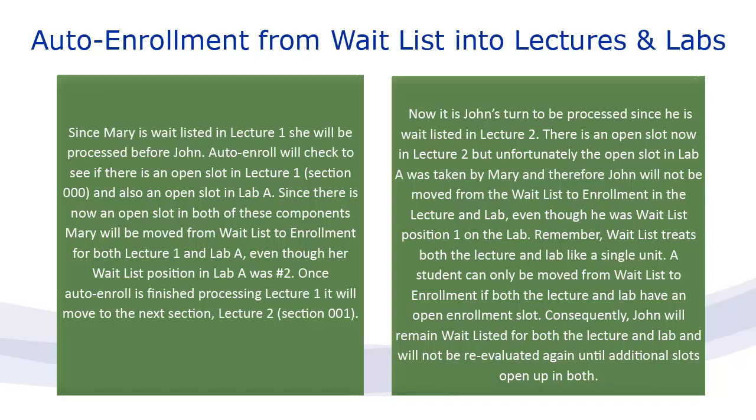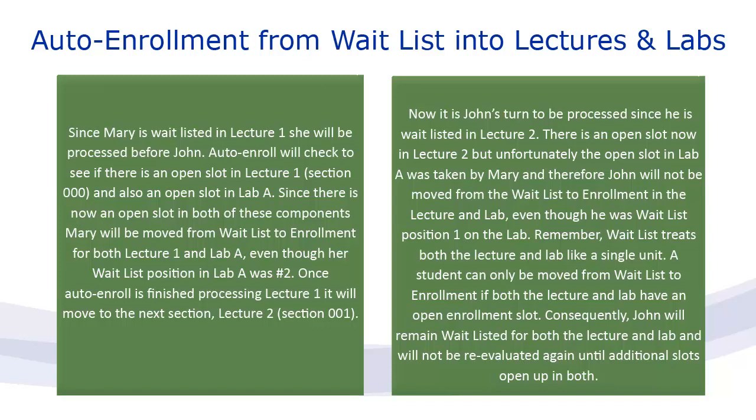Once auto-enroll is finished processing Lecture 1, it will move to the next section, Lecture 2, section 001. Now it is John's turn to be processed since he is waitlisted in Lecture 2. There's an open slot now in Lecture 2, but unfortunately the open slot in Lab A was taken by Mary, and therefore John will not be moved from the waitlist to enrollment in the lecture and lab, even though he was waitlist position number 1 on the lab.